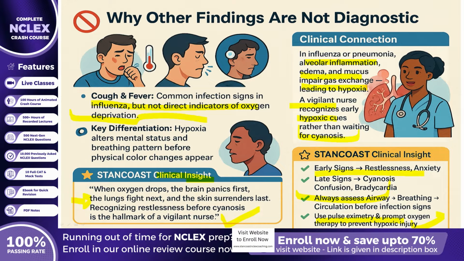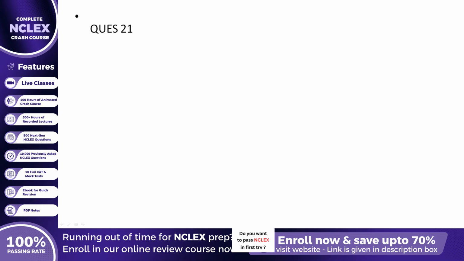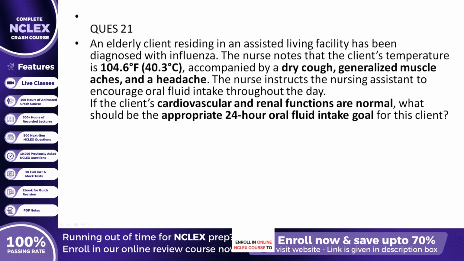To smoothly transition into our next high-level NCLEX-style question, picture this scenario that truly tests your understanding of fluid balance and geriatric care. An elderly client living in an assisted living facility has been diagnosed with influenza. The nurse observes that the client's temperature is 104.6 degrees Fahrenheit, accompanied by a dry cough, muscle aches, and a headache. The nurse instructs the nursing assistant to encourage oral fluid intake throughout the day. The question now becomes, if the client's cardiovascular and renal functions are normal, what should be the appropriate 24-hour oral fluid intake goal for this client?